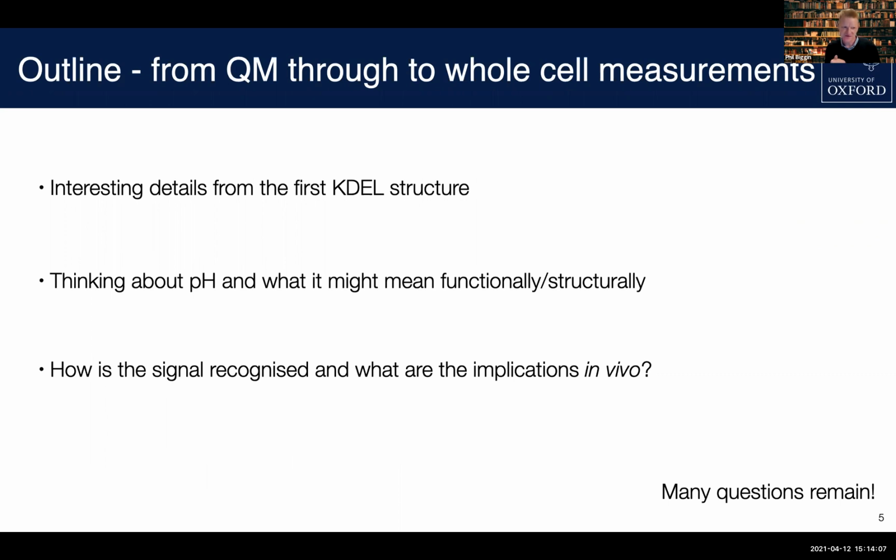So first of all, I'll focus in on the very fine minutiae details of the first KDEL structure and what we can learn from that. And then I'll pivot to think more about the role of pH and what that might mean in terms of the function and the structure of this receptor and what it means for the biology of it. And then at the end, I'll change gear again and talk about how we think the signal is recognized and what the implications are for the in vivo processes.